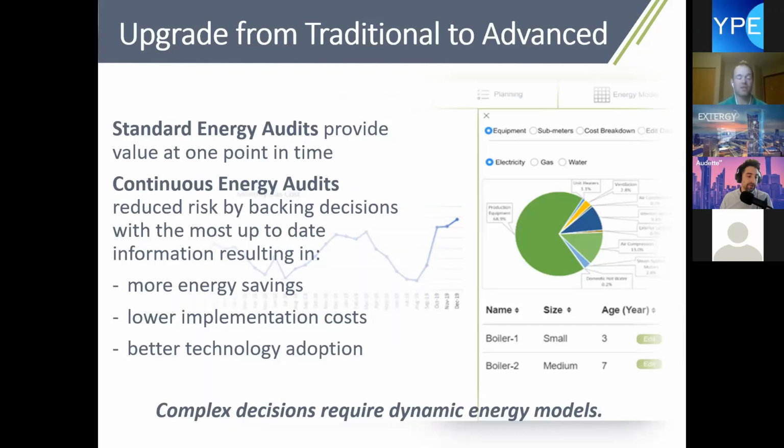This does the same thing. So you still build the model as the energy auditor, and then now it tries to keep it up to date based on new information that comes in. And then if things start to deviate further away past a certain threshold, which you're able to set, you get a notification so a human can come and look at it and make sure the model gets updated. So it's really just focusing on more energy savings, lower implementation costs, and getting better technology adoption. So your client's always putting the right stuff in.